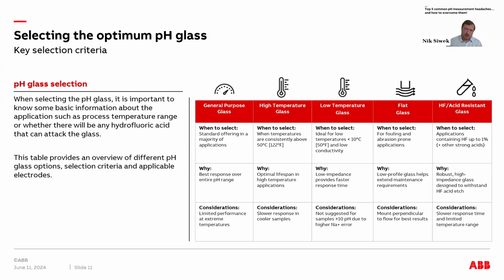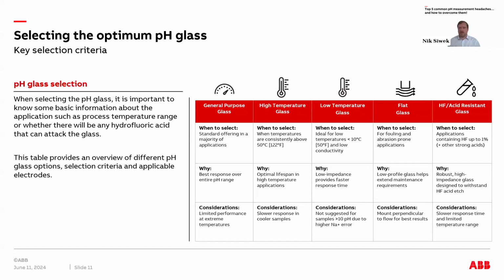But keep in mind, you want to install the sensor perpendicular to flow. You don't want the glass being exposed directly to the flow conditions. So it's great for that environment, but it might not work well in low temperature applications due to its shape and geometry and its internal resistance. It'll be slow responding in low temperatures.